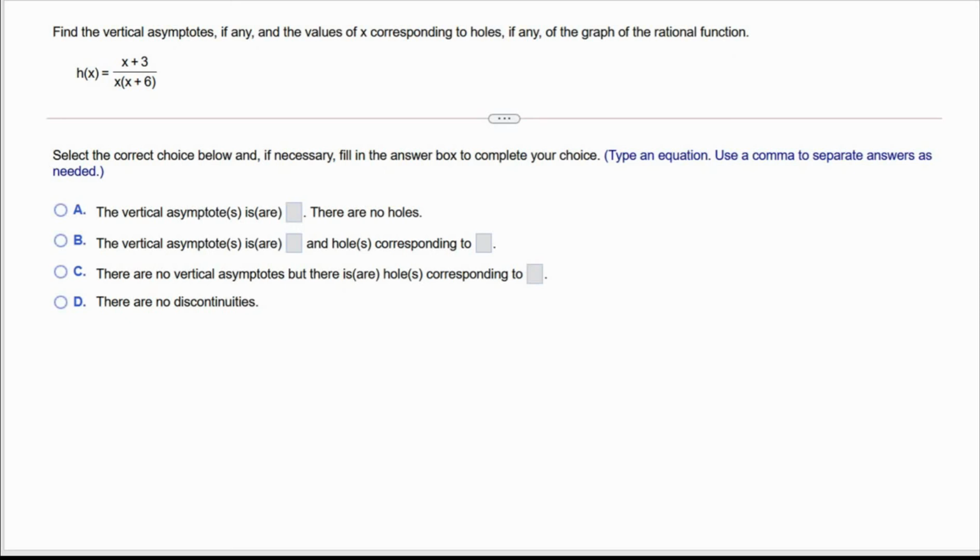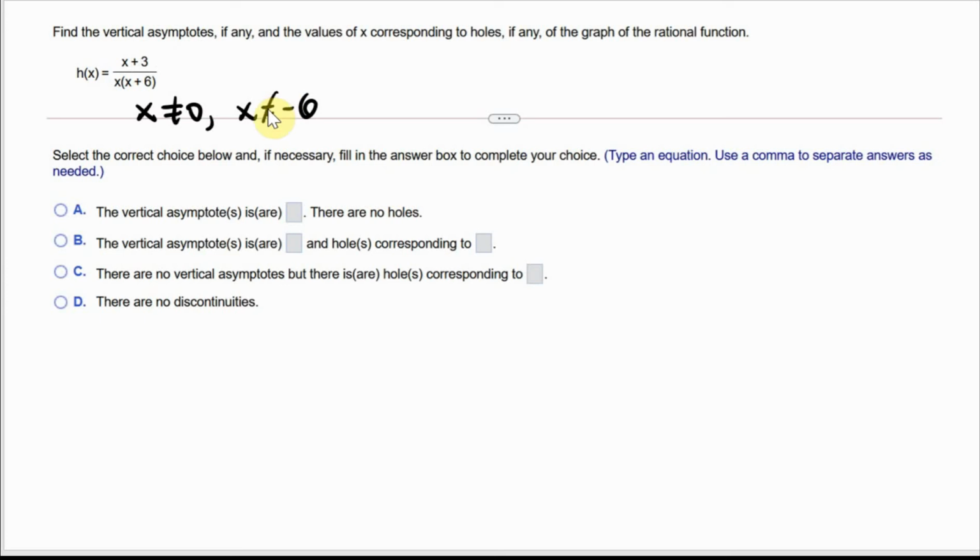Find the vertical asymptotes, if any, and the values of x corresponding to holes, if any, of the graph of the rational function. The vertical asymptote is simply those x values that would make the denominator 0. So the numbers that you excluded from your domain for a rational function. So notice here that x cannot equal 0, x cannot equal -6. We can't factor, that is, we can't cancel anything out from the top to the bottom.